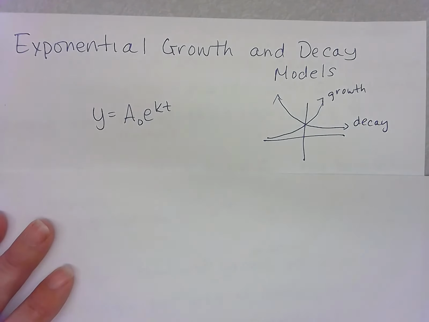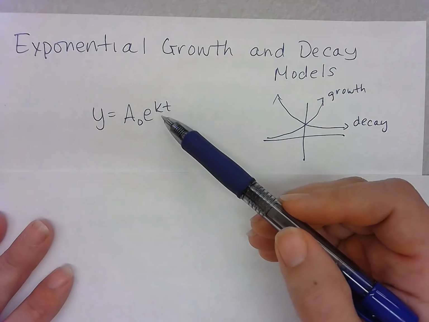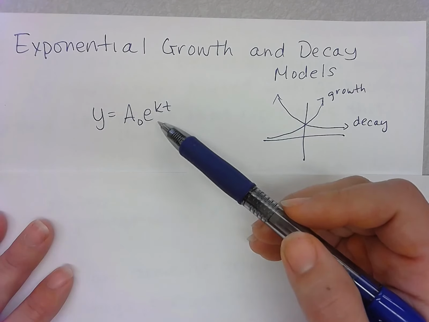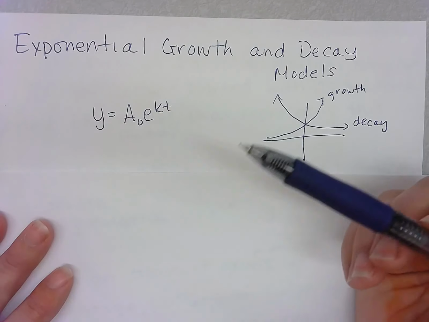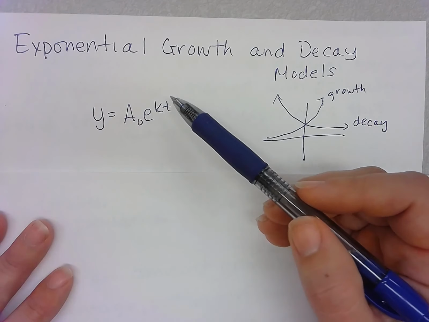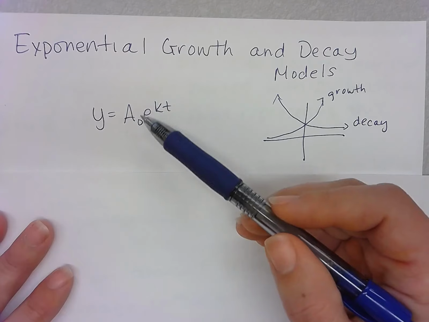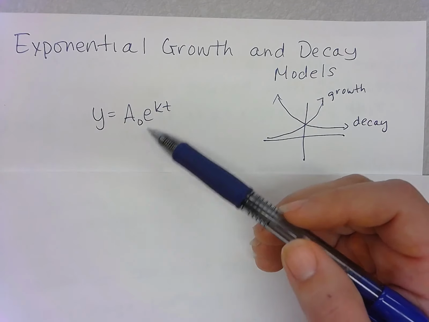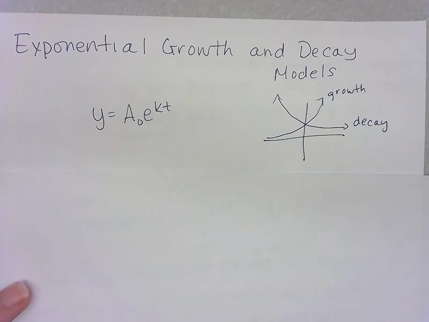Now this is really exactly the same thing as the PERT equation. It's just that instead of r, we're using k to indicate our growth rate or our decay rate. And a naught is the initial quantity because whenever I put in time 0, this whole thing goes away and just leaves me with y equals a naught. Okay, so a naught is always our initial quantity.